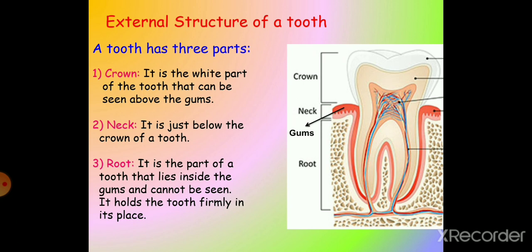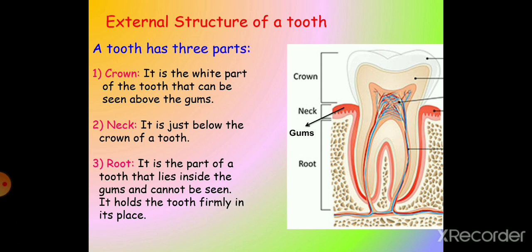Now whenever we look into the mirror and smile, we can see our teeth. The part of the teeth that is visible to us is known as the crown. It is the white part of the teeth that can be seen just above the gums. The next one is the neck. It is the part of the teeth that is just below the crown of a tooth. It is actually the meeting point where the crown and the root of a tooth meet. So it is just visible above the gums.